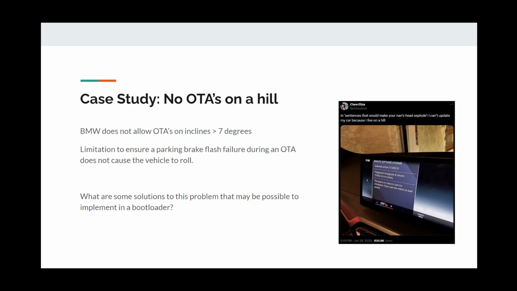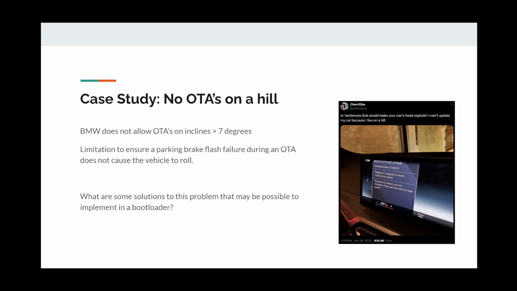But that being said, BMW didn't allow OTAs on inclines greater than 7 degrees because they looked at that and said, hey, we have a risk where if the OTA fails on the parking brake, there's a chance the parking brakes might release, paraphrasing a little bit. And because there's a chance that the parking brakes release and the grade is more than 7 degrees, the car might roll. And 7 degrees is actually not that much. It's basically flat. And so I'm curious to y'all, what are some solutions to this problem that might be possible to implement in a bootloader?